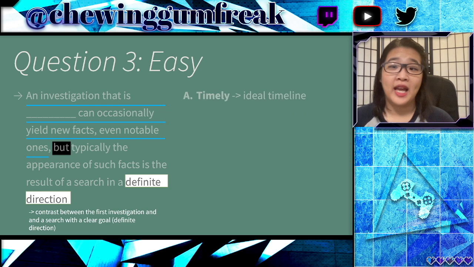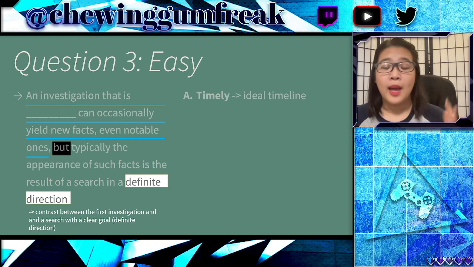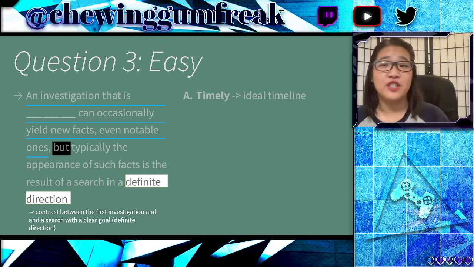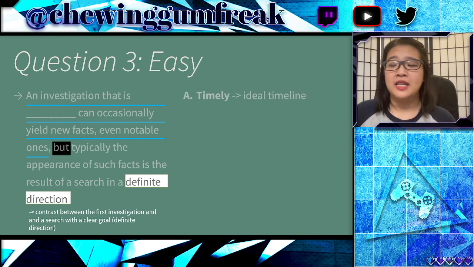For A, we have timely, meaning having an ideal timeline. So this can definitely work. But remember, we're really focusing on the fact that investigations have a definite direction or not. So it's not likely to be the answer here.